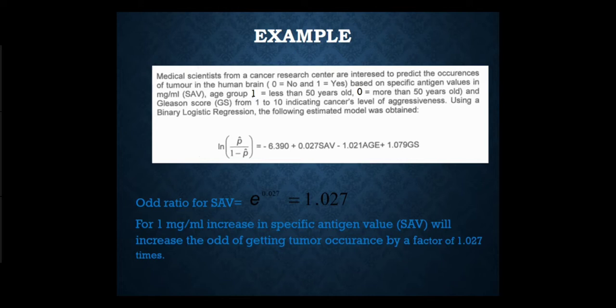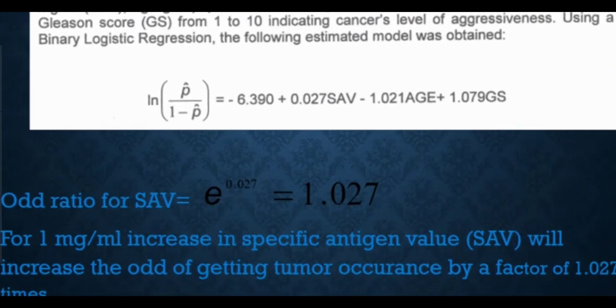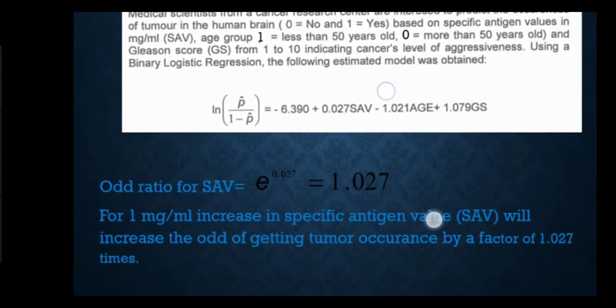Okay, so next we can interpret each of the coefficients for the logistic regression. But logistic regression is a bit special. We cannot interpret the coefficient directly, we need to change to odds ratio. So how to find the odds ratio? It is the exponent power of the coefficient. So for SAV, e power of 0.027 is 1.027. So 1.027 is what we will interpret.